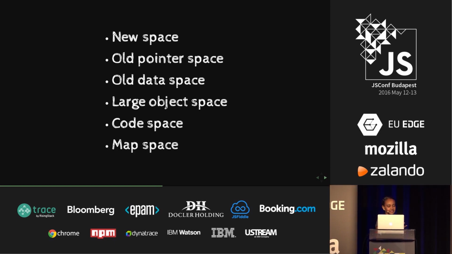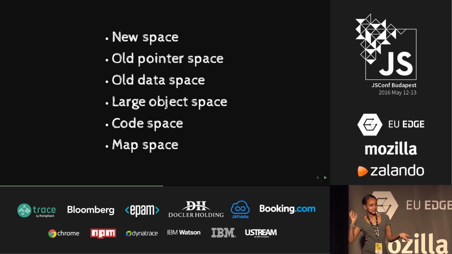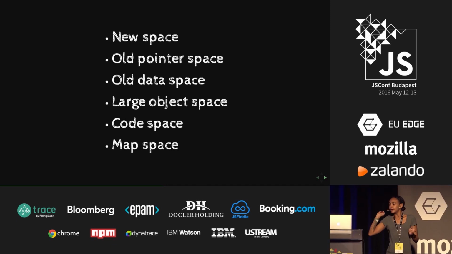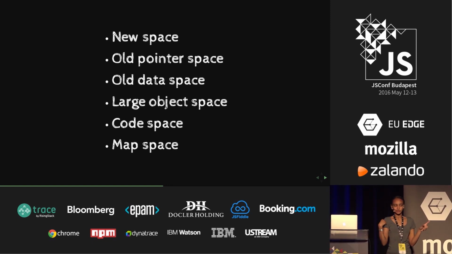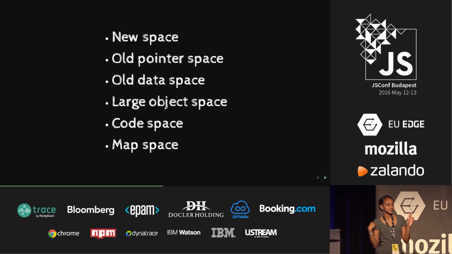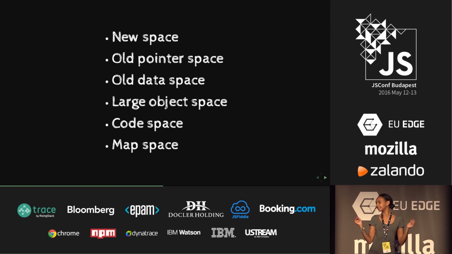And then the last space is the map space. This contains maps, property cells, and cells. These are used by the JavaScript engine. And really, for the rest of this talk, we're going to focus on two spaces, the new space and the old space. So you can just kind of forget about the rest, and you can treat it as fun stuff you learned.